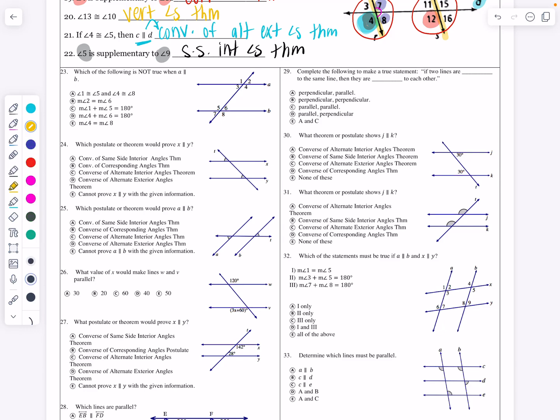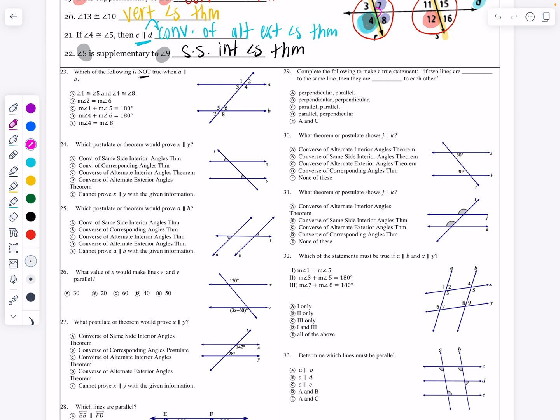Okay, we built in some multiple choice question practice since the first 9 weeks test is going to be multiple choice itself. So this is a really good test to see if you can put all this together. Which of the following is not, so underline that word, true when A is parallel to B? So we're looking for what is false.